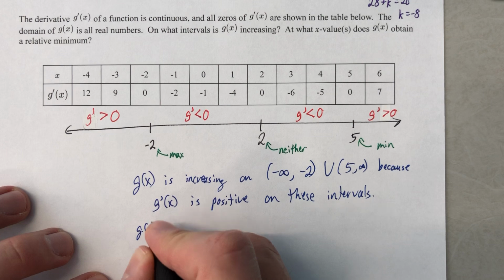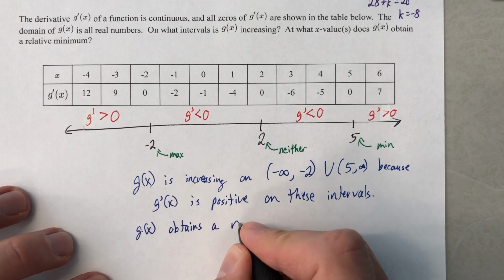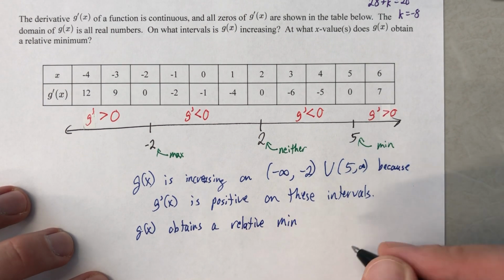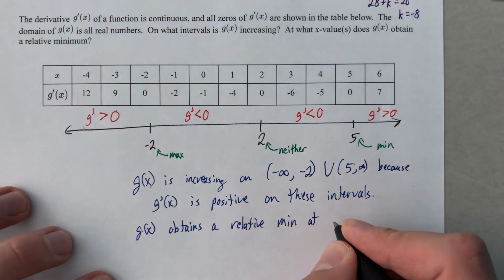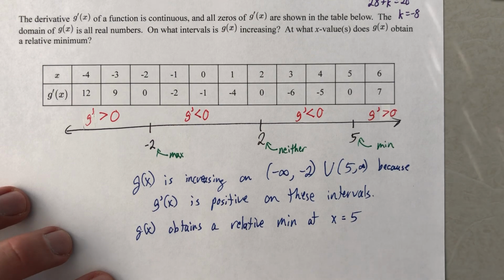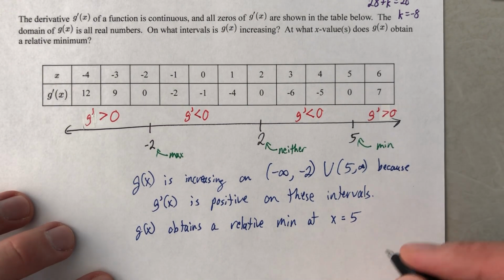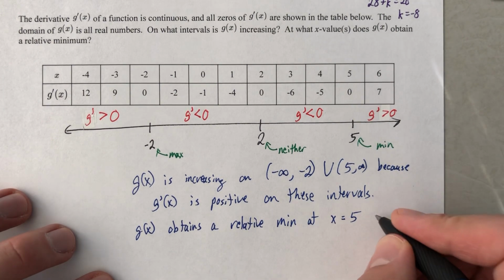g of x obtains a relative minimum. It's okay to abbreviate that word. People know what it means. Relative min at x equals 5. The lights just automatically shut down, which means I should finish this video right now. About to. And let's explain why. They didn't ask, but let's explain why. If this was free response, we would have to do so.